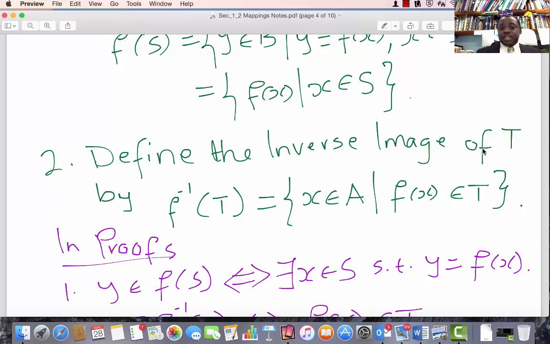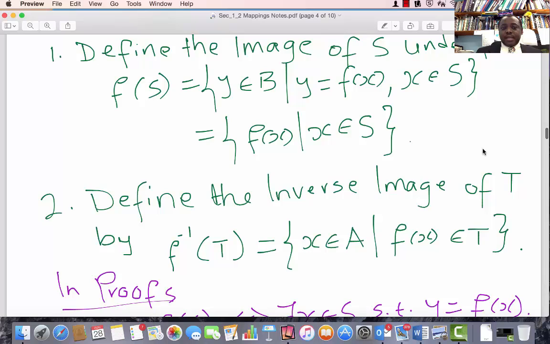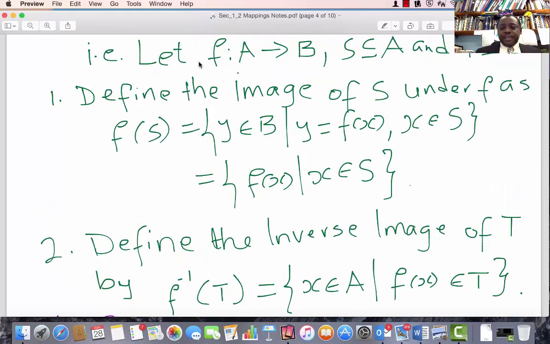Now, define the inverse image of T. Remember, T is a subset of B. Let's go back up here. f is a mapping from A to B. T is a subset of B. The inverse of f goes from B back to A. So, the inverse image of T is the set of all elements x in A such that f of x is an element in T.